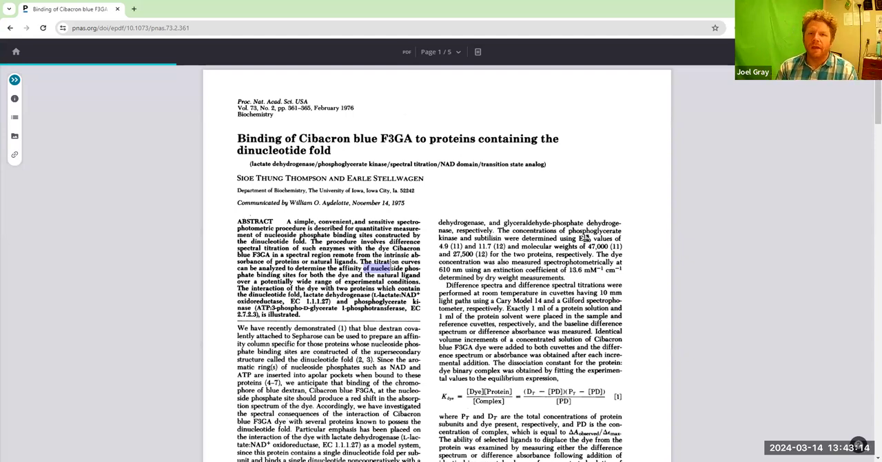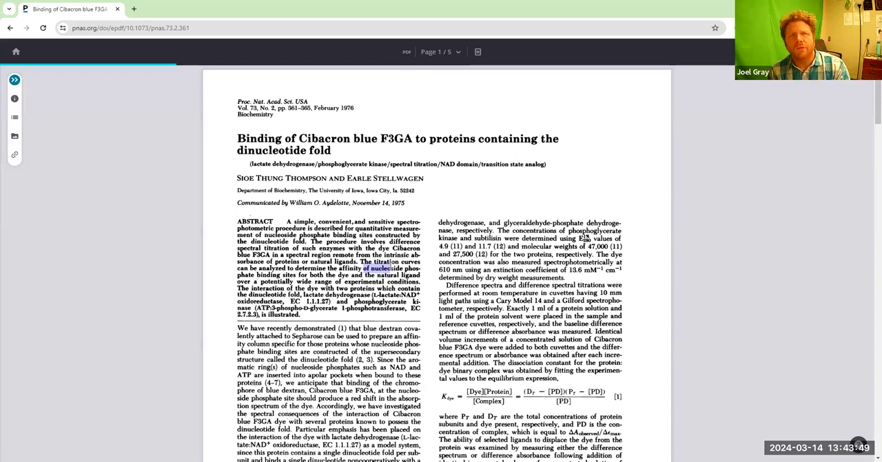So let's say that we have a mixture of hexokinase, a protein that binds ATP. We have hemoglobin, a protein that chances are slim that it binds to ATP, but it does bind to O2, and lactate dehydrogenase. We have got those three proteins. Will all three of those proteins bind to Cibercon blue? Probably not. Two of them will, hexokinase and lactate dehydrogenase probably will bind to Cibercon blue, but not all three of them.